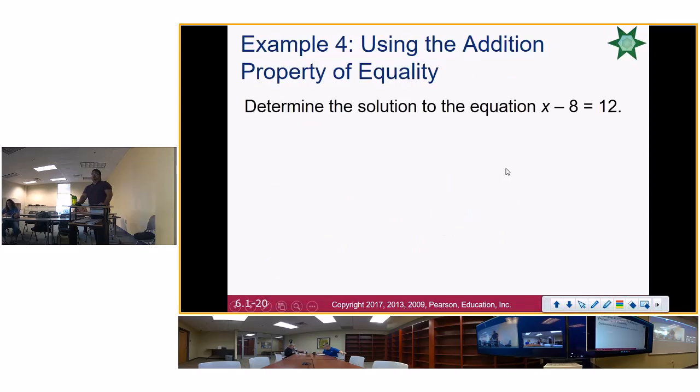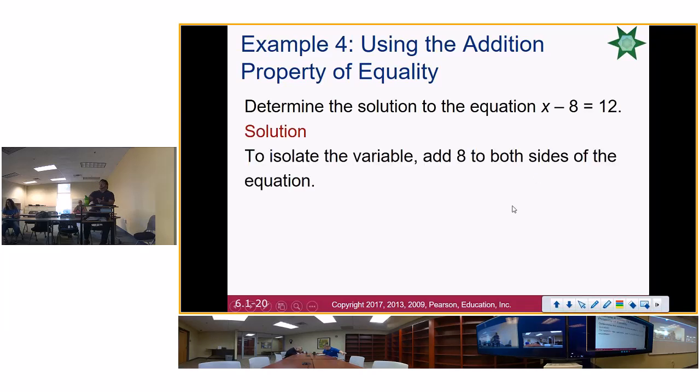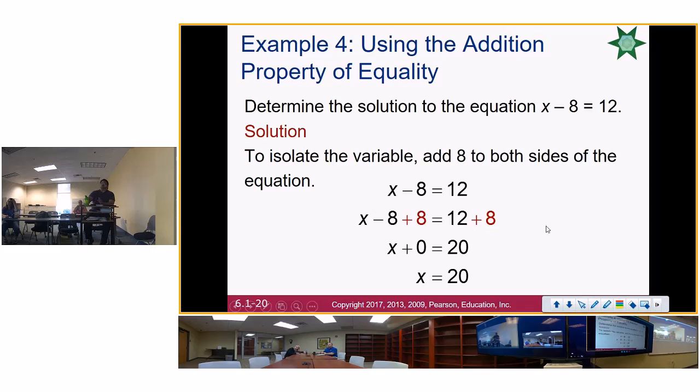Okay, property of equality. Okay, remember, how do you get rid of a positive A? We're going to do a little review here. And you can write down the equation over there. You don't have to write down the whole thing. You add the A. If you add it on one side, you got to add it on the other. And that's how you solve that equation. Remember, these are one-step equations.